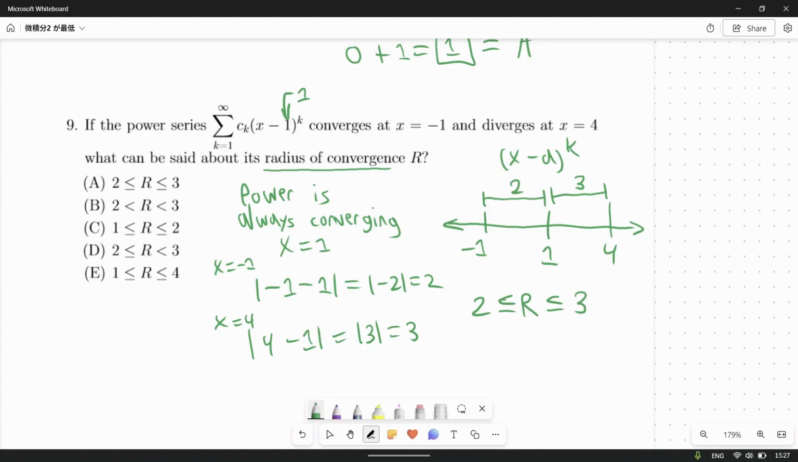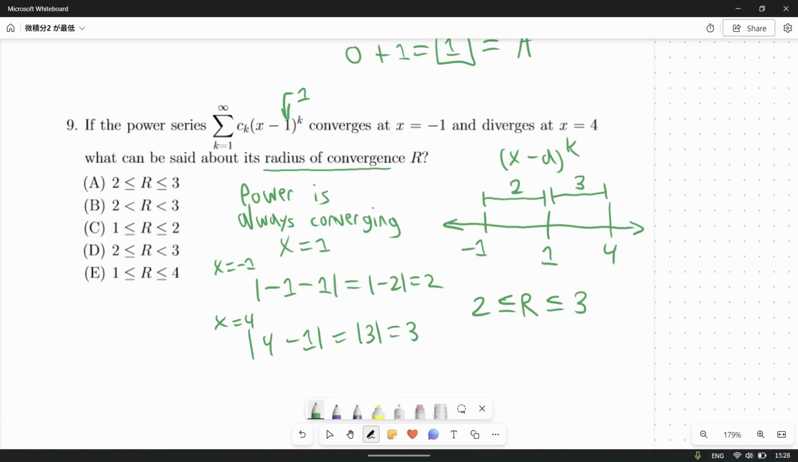Another thing to note here is that the fact that the question tells us it converges here and diverges here isn't as important, because we're not dealing with an interval of convergence. I mostly want to focus on what these values actually are.